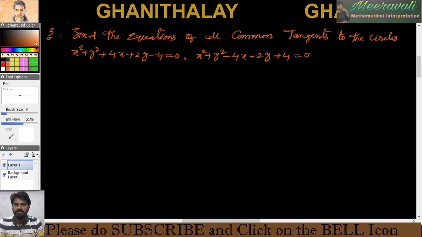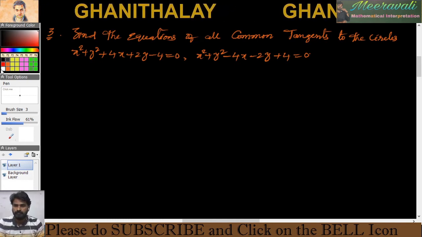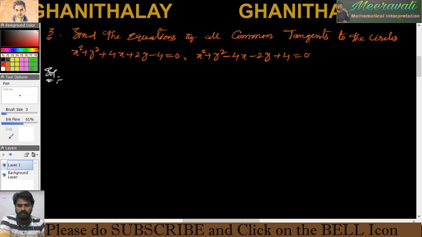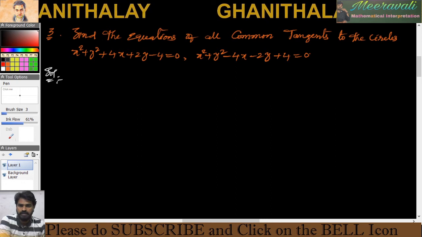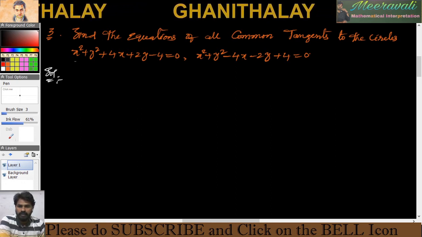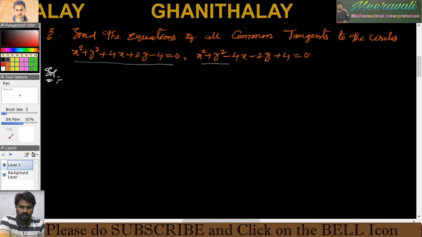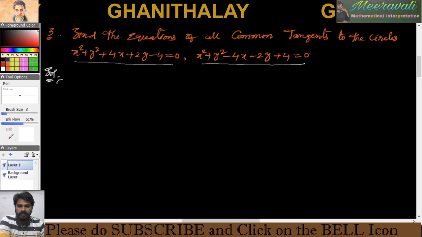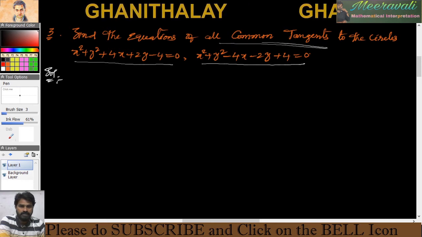look here, this is one more problem. Read the given problem carefully. Here there is a problem, read it clearly. So what is given here? Two circles are given. What we have to find out? Equation of all common tangents. This is the important one.